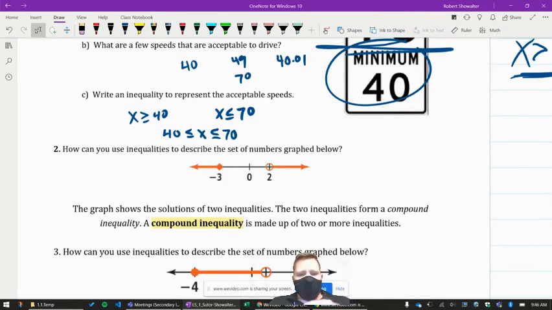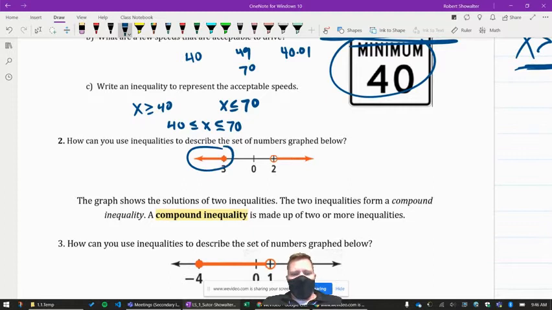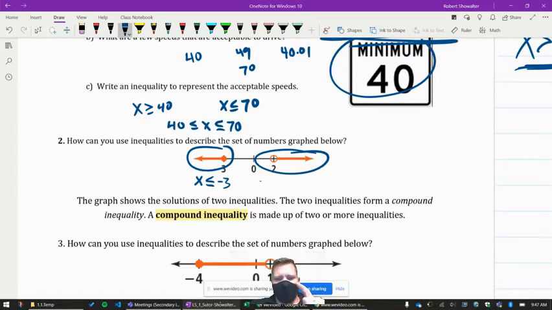How can we use inequalities to describe the set of numbers graphed? So check it out. This piece means everything to the left of -3, which would be less than -3. And then this one means we want everything to the right of 2, or greater than 2. And we have an or situation. So when the arrows point away from each other, it's typically an or.